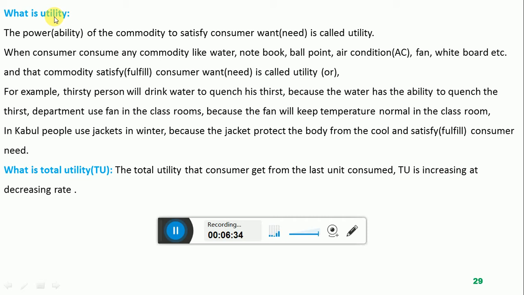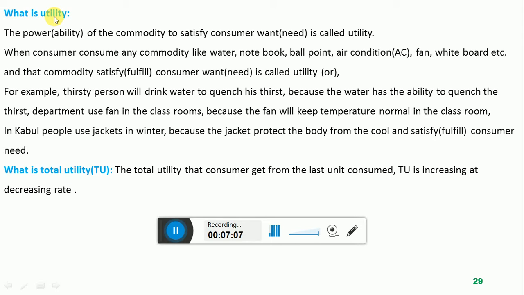Or for example, why in the winter season do the Kabul people use heavy jackets? Because the jacket will protect the body from the cold. It means the jacket fulfills your need. The jacket provides you satisfaction. When you are jacketless, meaning you do not wear the jacket, you are feeling cold. You are not feeling comfortable. But when you wear the heavy jacket, you protect your body from the cold, and now you are feeling well.